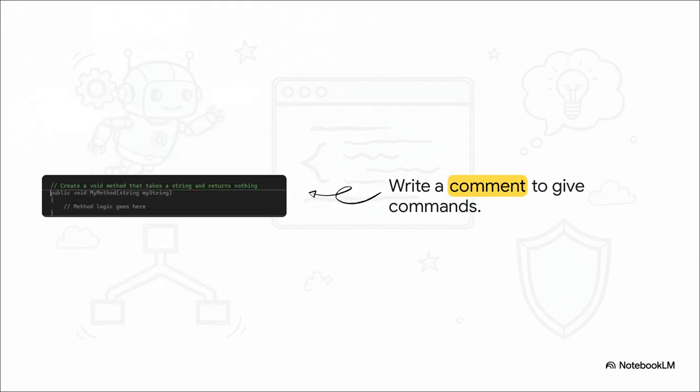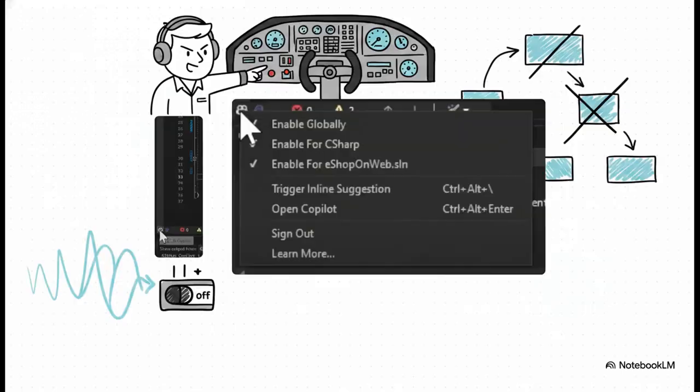And this right here perfectly illustrates the real magic of Copilot. You can actually prompt it directly. You don't have to just sit around waiting for it to guess what you're doing. You can just type out a plain English comment, something like, create a void method that takes a string and returns nothing, and Copilot will read that comment as a direct command. It'll just output the corresponding code snippet right underneath it. It's wild. But hey, always remember, you are the pilot here.